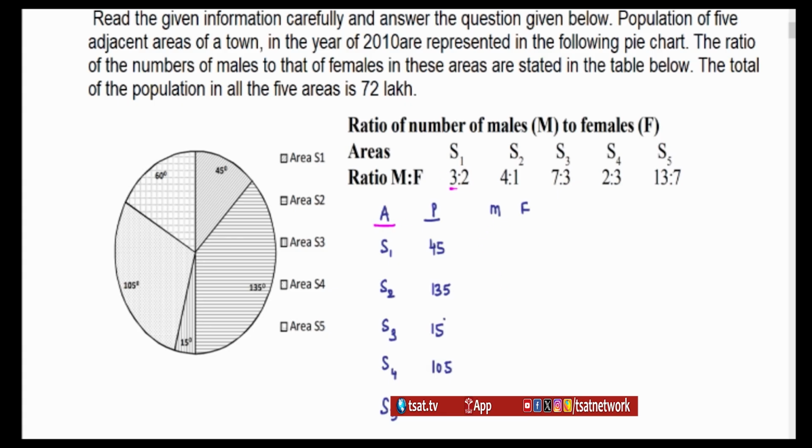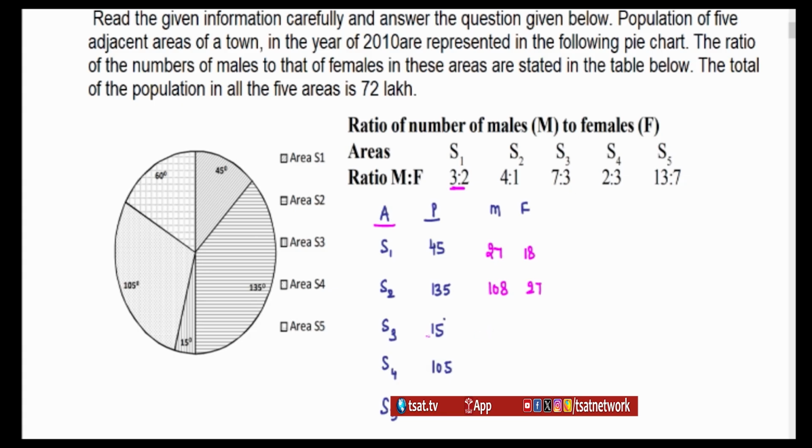When it comes to S1 it is 3:2, 5 parts is 45. Each part is 9, therefore 3 parts is 27. Female is 18. For S2, 4:1, 5 parts is 135, therefore each part is 27, 27 fours are 108. This is 27.